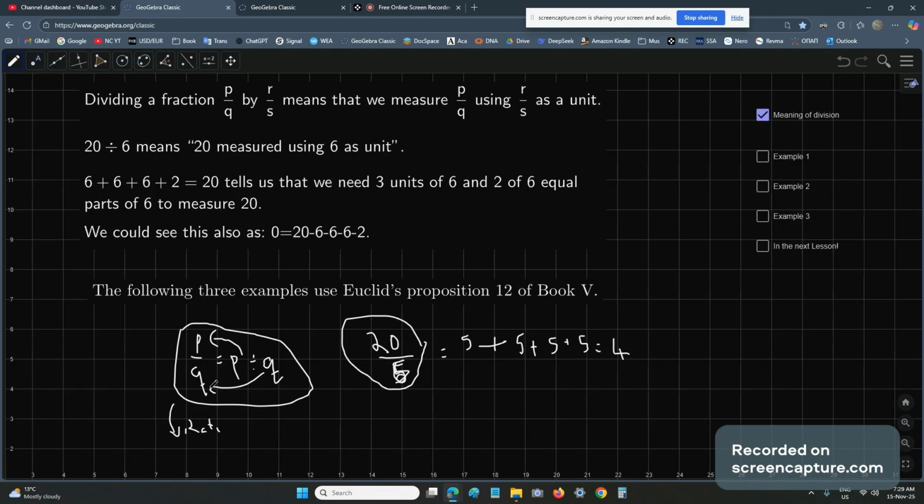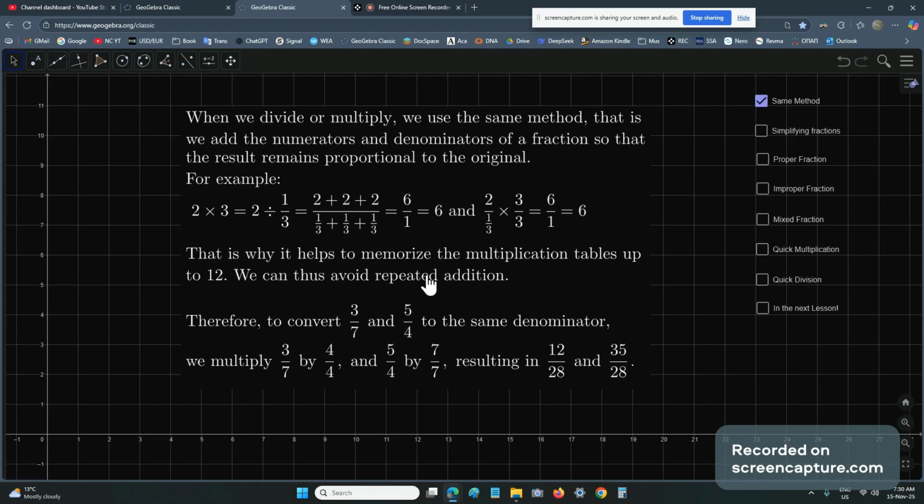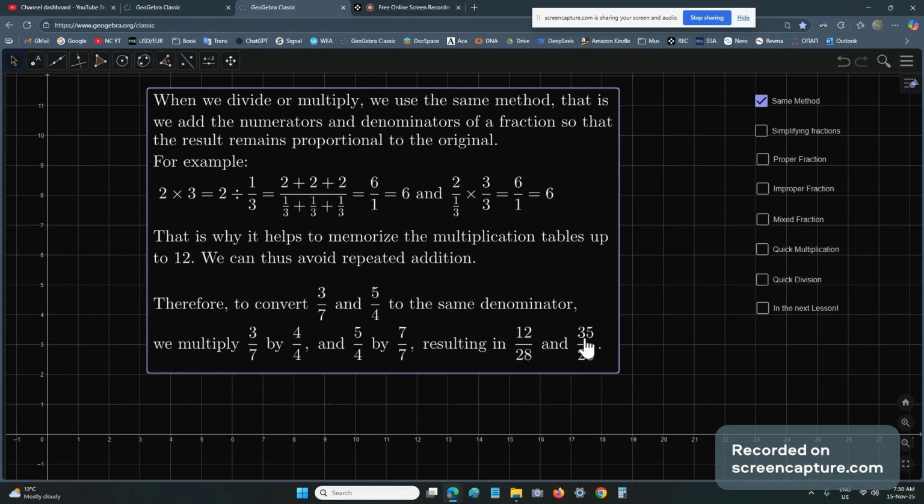So that's what we were looking at in the previous lesson. This division here refers to ratios of magnitudes. This here refers to fractions, which are numbers, by the way, and it can be measured in many different ways. So in this lesson today, we're going to look at more on fractions. Now, we saw that when we divide or multiply, we use the same method. What is that method? We add the numerators and denominators of a fraction so that the result remains proportional to the original.